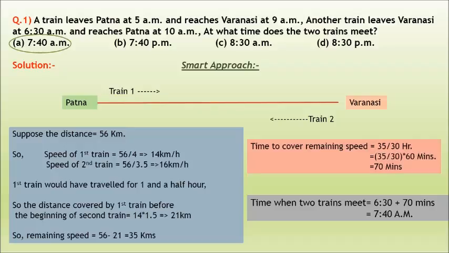So we just multiplied 28 by 2 and got 56, and dividing 56 by 4 and 3.5, we got very easy numbers that are 14 and 16, and it becomes easy to solve the question. So I hope you understood it. Once you understand this kind of approach to solve a question, you will find every question really easy. So now let's move on to the second question.